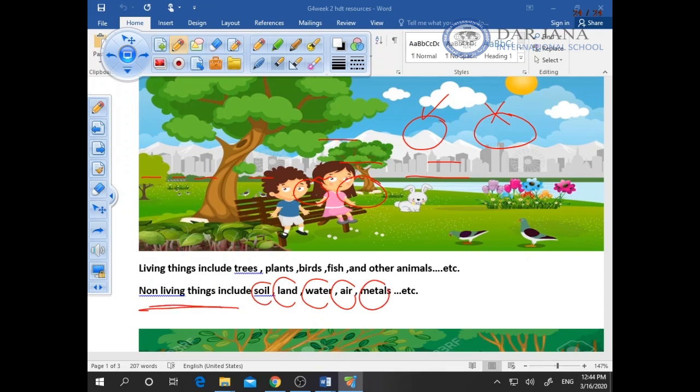Living things include the trees. They can give us fruits. The plants like vegetables, the birds, the fish, and other animals. All of them are living things because they can breathe and they can grow.